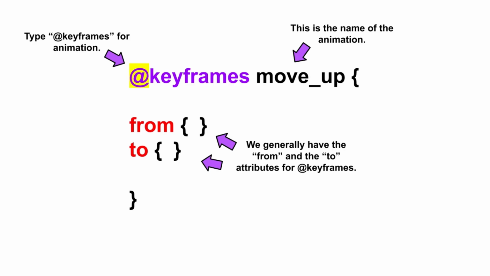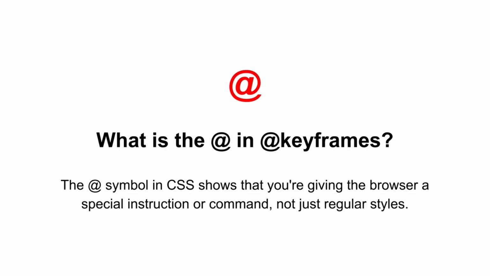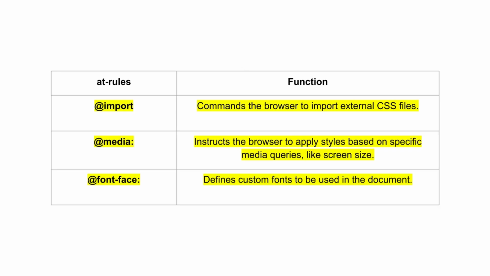By now you might be wondering, what is the at in at keyframes? The at symbol in CSS is used to tell the program that you are giving the browser a special instruction or command, not just regular styles. These are called at rules, and they are used when you want to do more than just styling, like giving instructions or commands. There are many other at rules, like at import, which lets you command the browser to import external CSS files. The media at rule instructs the browser to apply styles based on specific media queries, like screen size. And the font face at rule defines custom fonts to be used in the document. All of these at rules, with many others, give the browser instructions or commands.